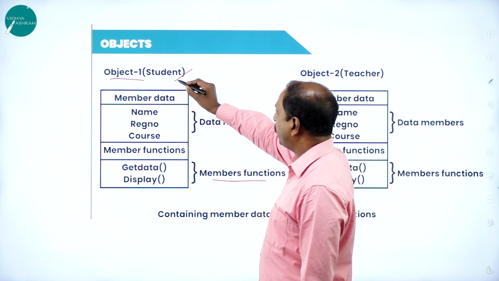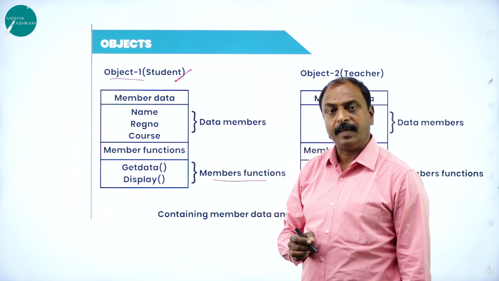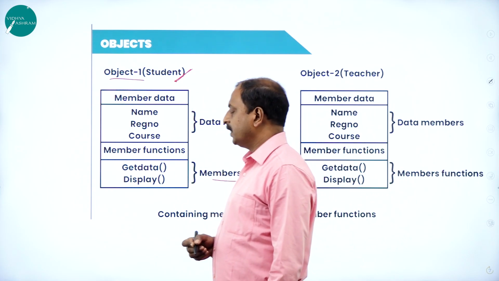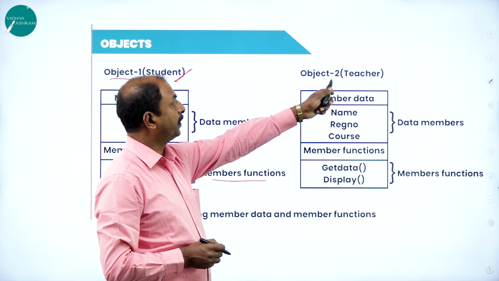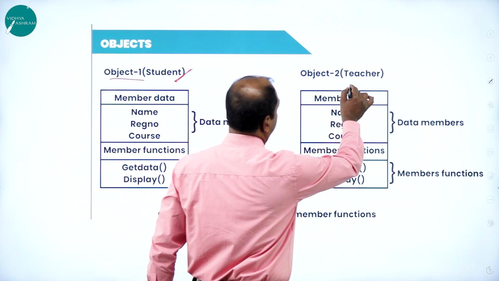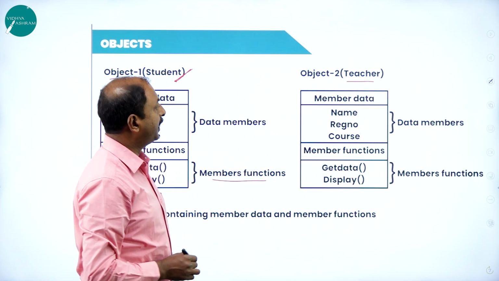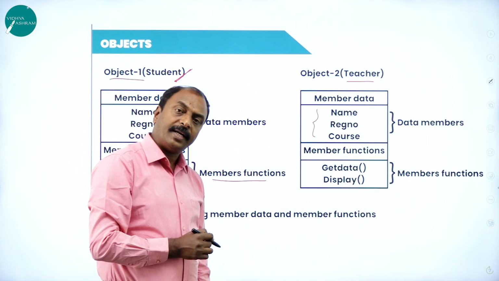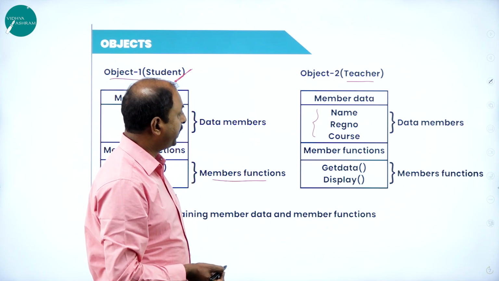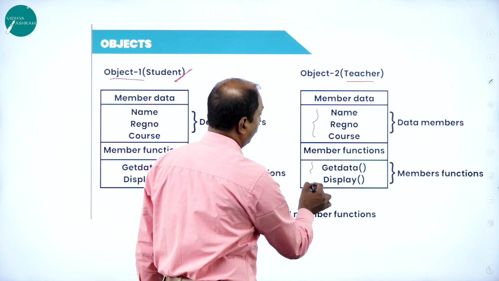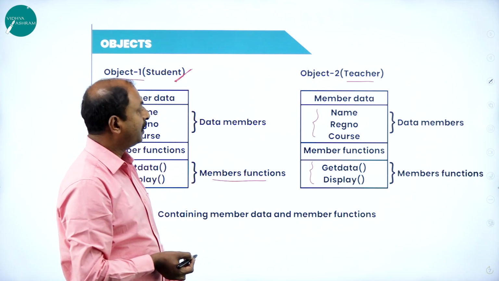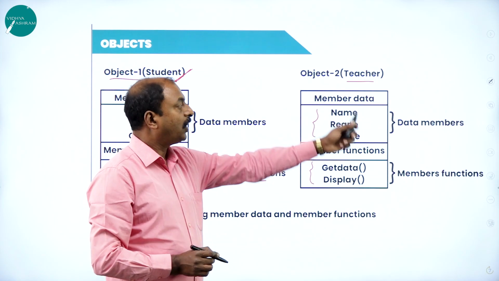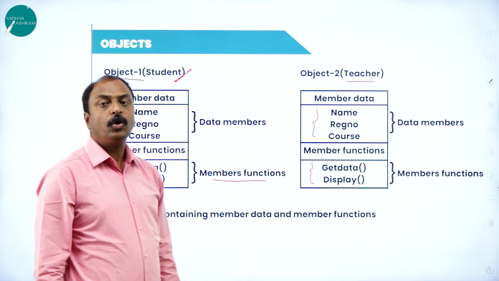So it is identified by a single or unique name. That is, in this example, student is an object here. This is one object. Similarly, this is another object. If you consider this, teacher is the name of an object. Again, it has its own characteristics. These are data members which relate to characteristics of an object, and these are the member functions which work on these data members. So this is how we represent an object in OOPS concepts.